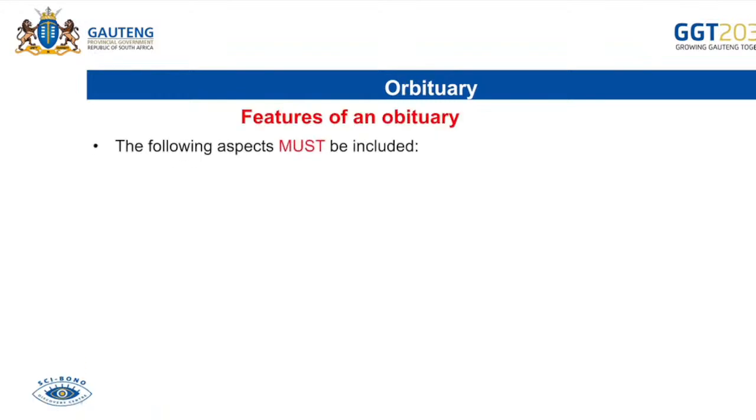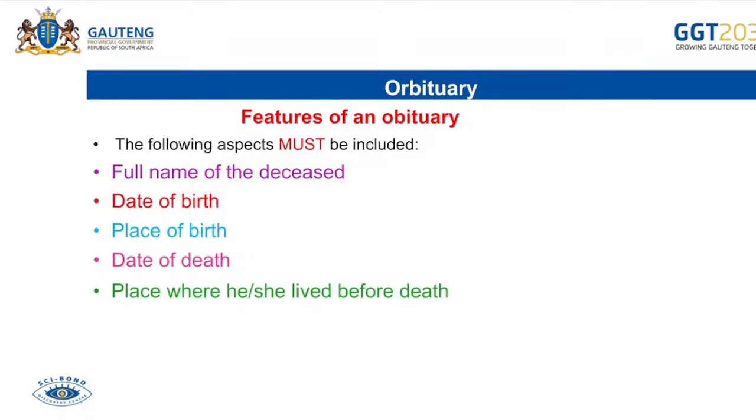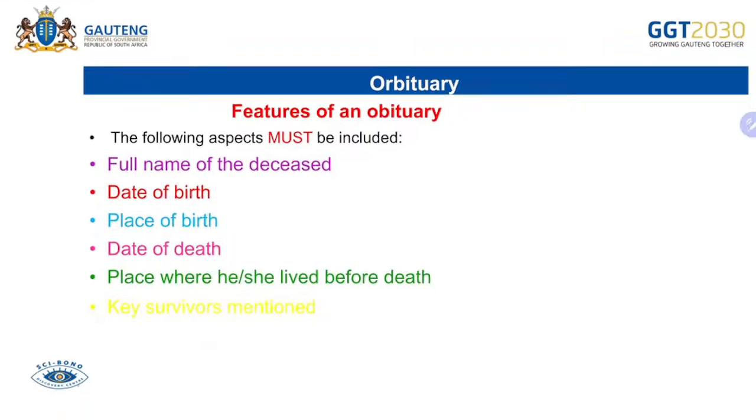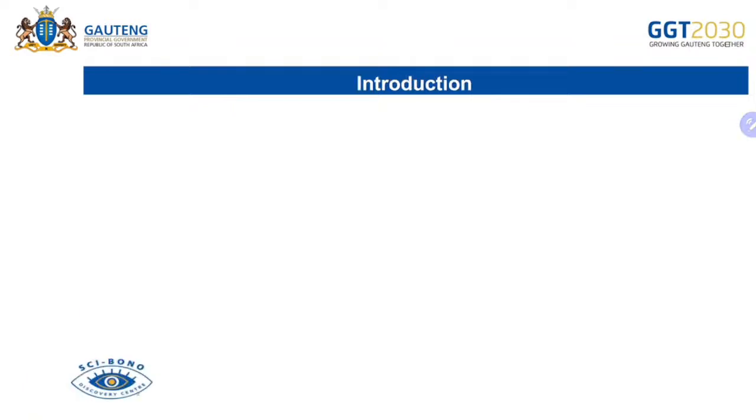Let's take a look at the features of an obituary. The following must be included. Number one, the full name of the deceased, full names and the surname. Then the date of birth, the place of birth, the date of death, place where she lived before his death. The key survivors need to be mentioned, and there should be a relevant tribute. Date and time and place of the funeral. Those things should all be there.